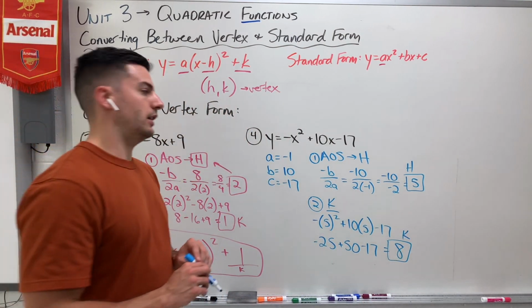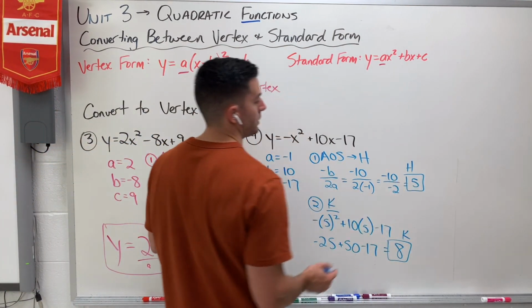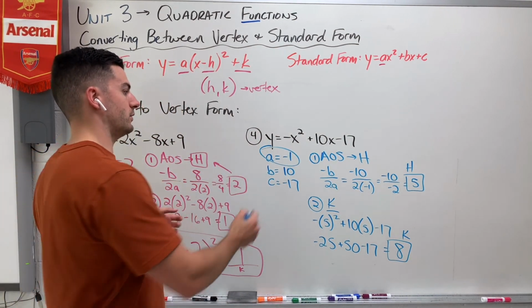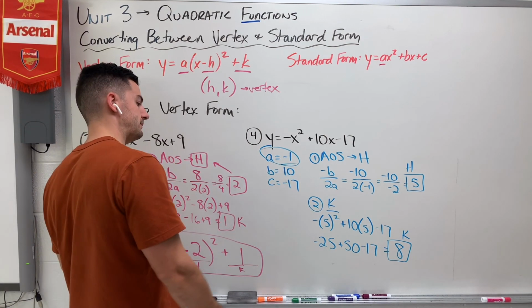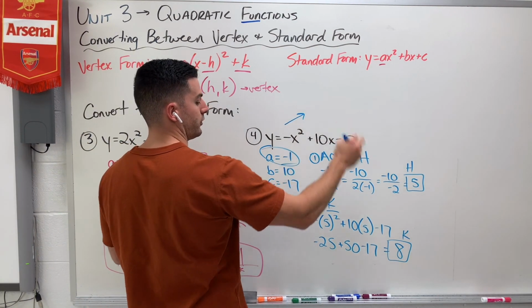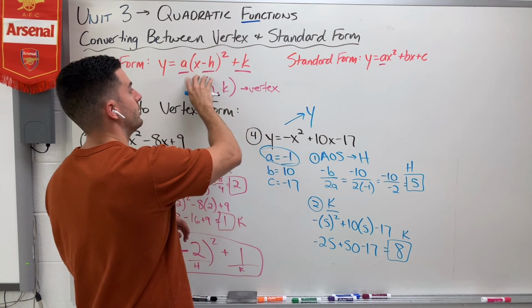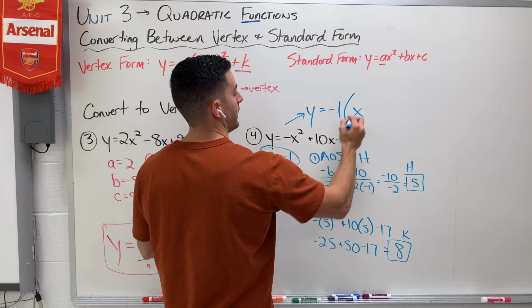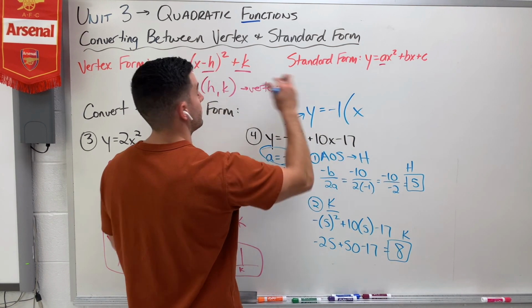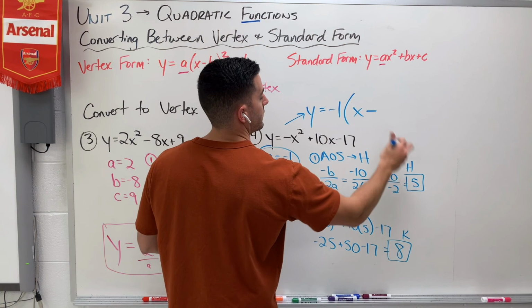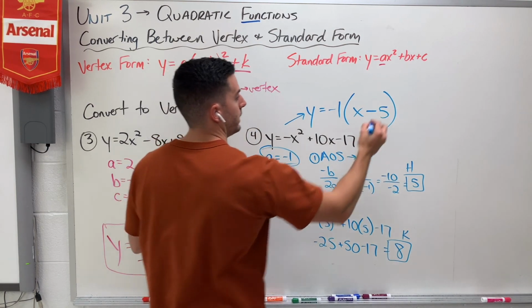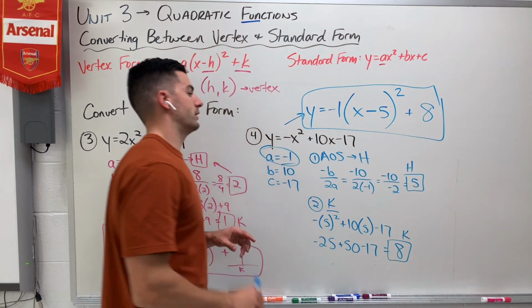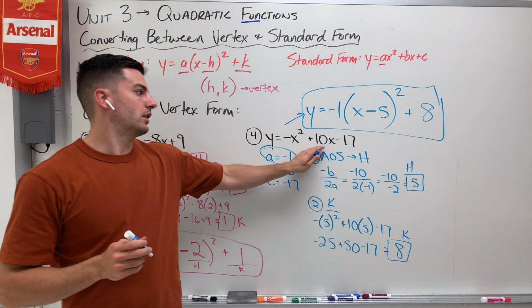All right, so we found k, we found h. Where's the a value? There it is. We already knew it from the beginning, right? Don't forget that. The a value is going to be the same. So my answer, my vertex form of this, putting it all together: y equals the a value, negative 1, times x and the h value, right? But it's standard for it to be subtracted. So minus 5 squared, then plus the k value, plus 8. There we are. There he is, the vertex form equation of this.